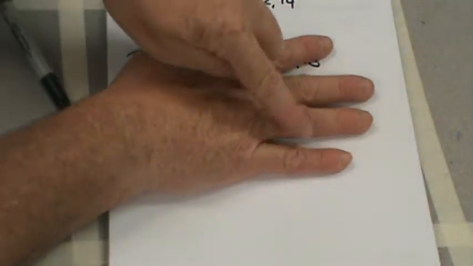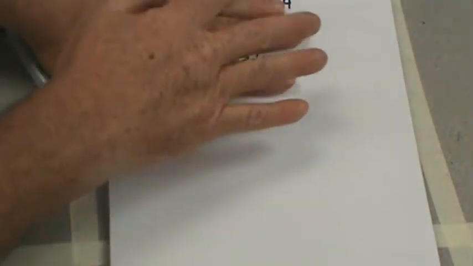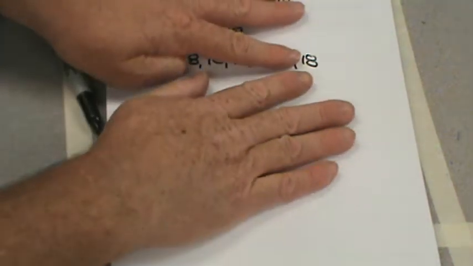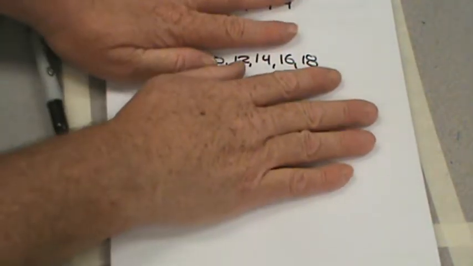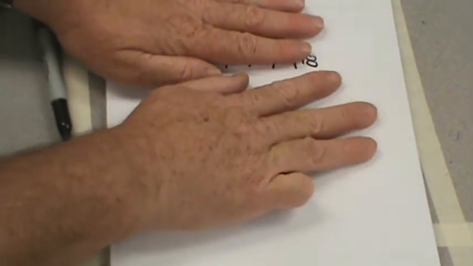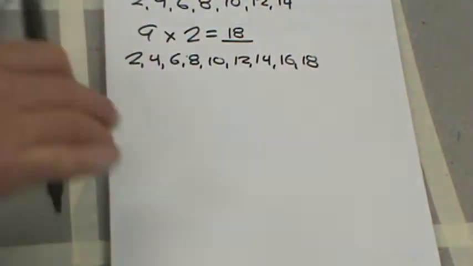Now we can do it right from the 10. 2, 4, 6, 8, 10, 12, 14, 16, 18. That's 9. Or we go backwards from 20, right? We have our 20 here, take away 1, and we have 18.